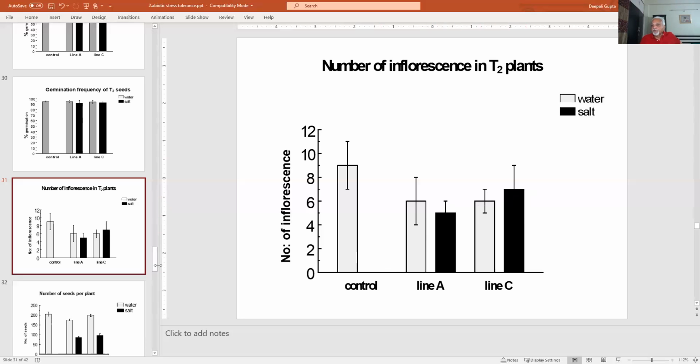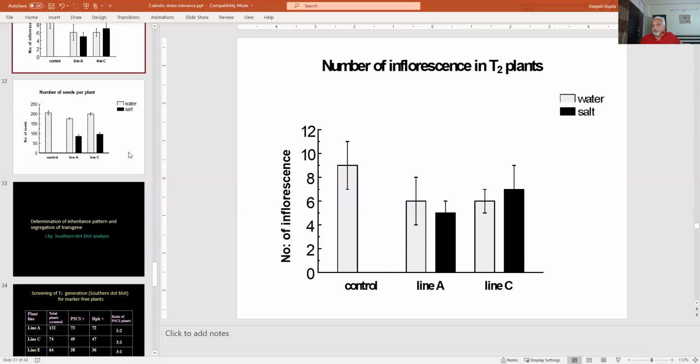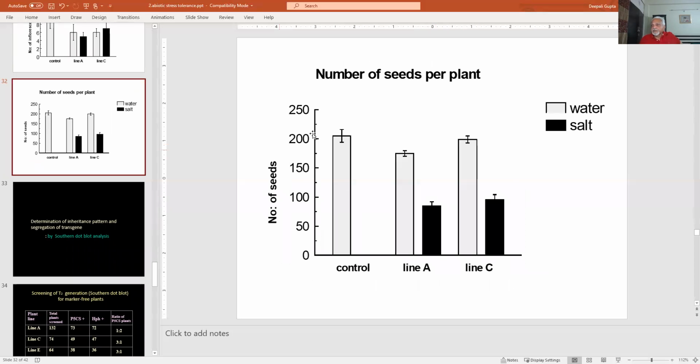And of course, this flowering matches with the seeds per plant. For example, a control plant under normal conditions gives you about 200 seeds per plant. But under stress, the plant dies, so there is no seed here. But transgenic lines give almost 150 to almost 200 seeds, almost the same as the control, with a little bit of variation in the number of seeds per plant.